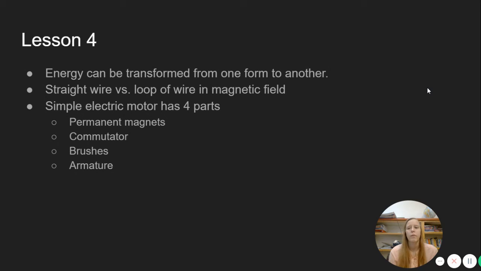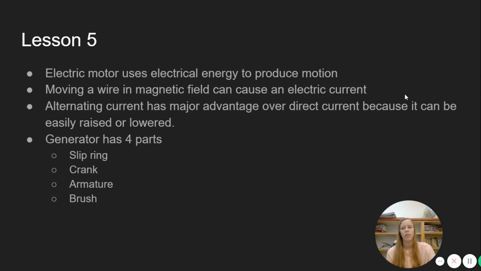From lesson 4, remember that energy can be transformed from one form to another, such as electrical to mechanical energy. A straight wire versus a loop of wire in a magnetic field. A loop of wire is going to increase the strength of the magnetic field. A simple electric motor has 4 parts: permanent magnets, a commutator, brushes, and armature.